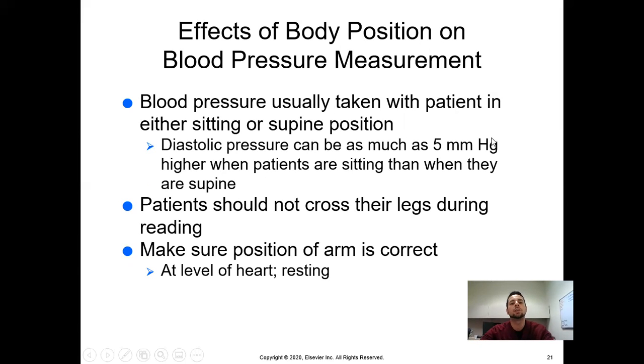All right, some other things: you want to make sure that your patient is either sitting up or in the supine position. If they're laying down, sometimes the blood pressure can change up to 5 millimeters of mercury. Make sure your patient's not crossing their legs, and make sure the arm is at the level of the heart. Having their arm out straight ahead is usually best. Does it always have to be the left arm? Not necessarily, it can be the right arm, but just make sure that it's completely level with the heart if you can.